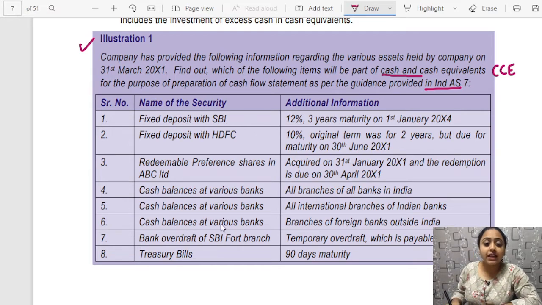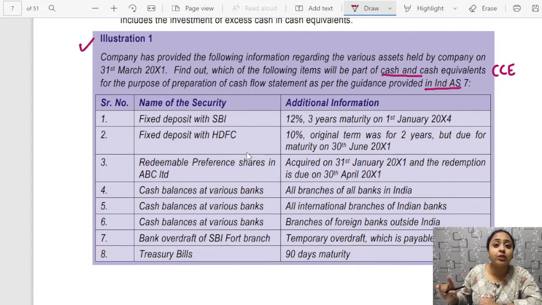Firstly, fixed deposit with SBI. Whatever the additional information is, as we know, FD will never be included as part of CCE. So no part of CCE. CCE is cash and cash equivalent. In case of doubt, please ask me. Don't keep your doubt as your doubt. Fixed deposit with HDFC, even if its duration is shorter term, the maturity period is 30 days from the end of the period, still we will not consider it as CCE.